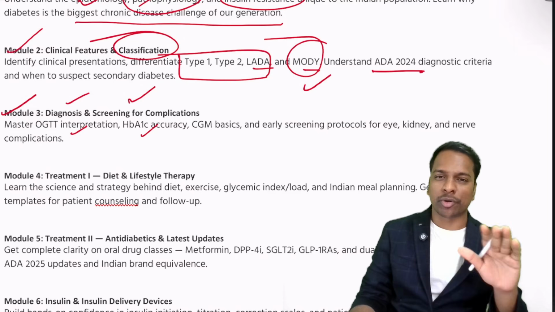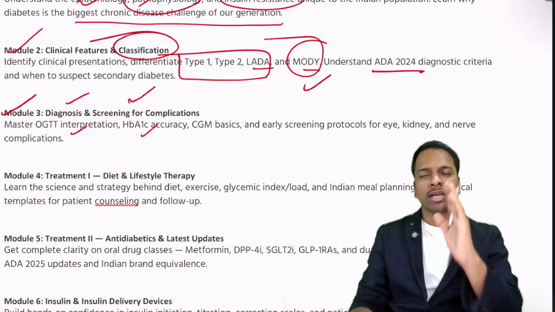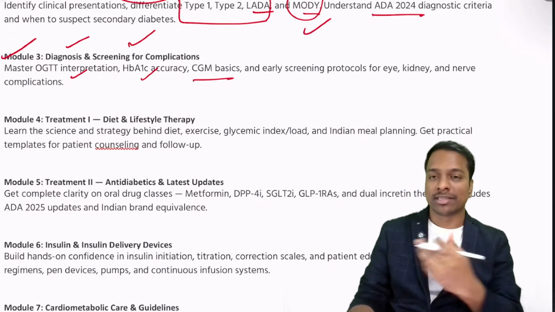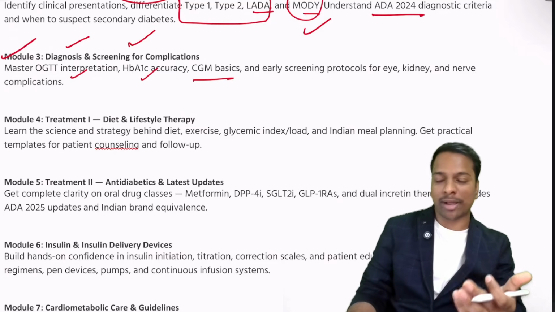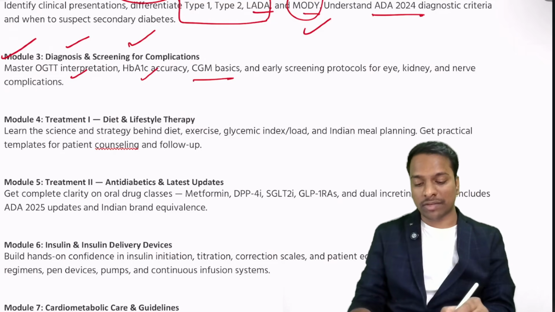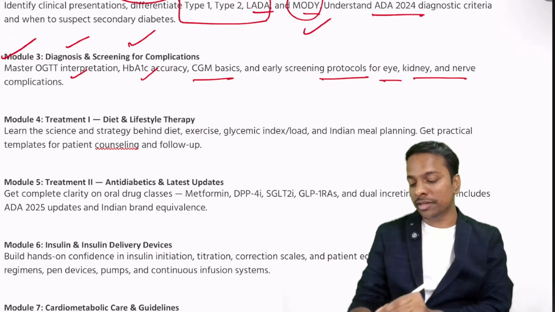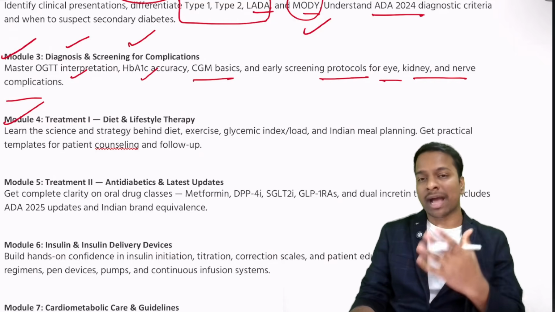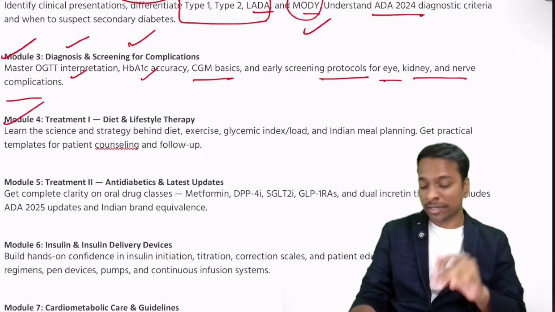Then the standard protocol about these investigations. Then we'll also discuss CGM, continuous glucose monitoring: how to apply those patches, and whom to recommend those patches. Then we'll discuss screening protocols for eye, kidney, and nerve complications, everything. Then we'll discuss the treatment, diet and lifestyle therapy, everything will be there.